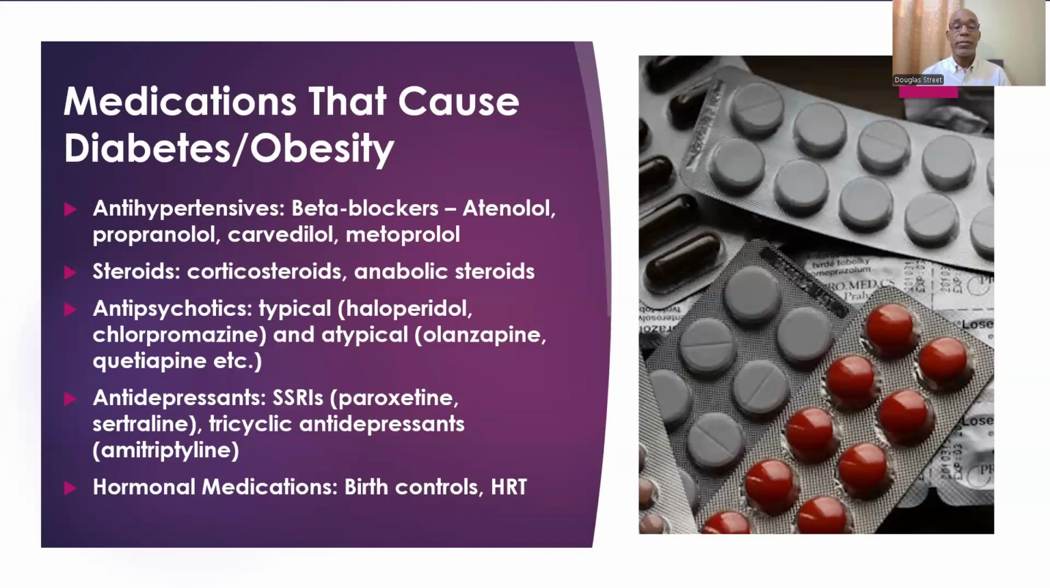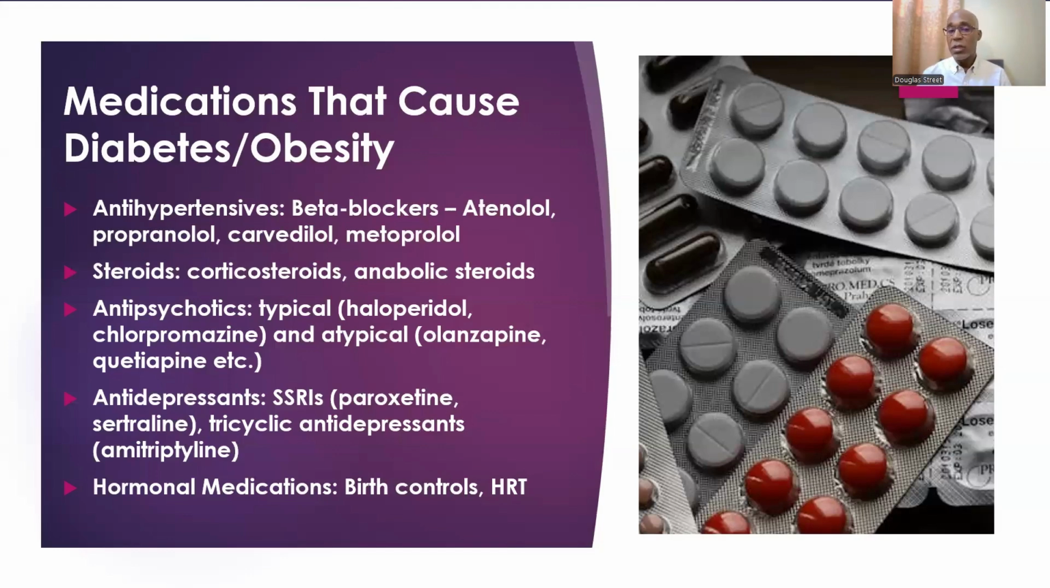The antipsychotics are those medications that are used to treat psychoses, for example, schizophrenia. There are the typicals and the atypicals, and both classes tend to contribute to the development of weight gain and also diabetes.